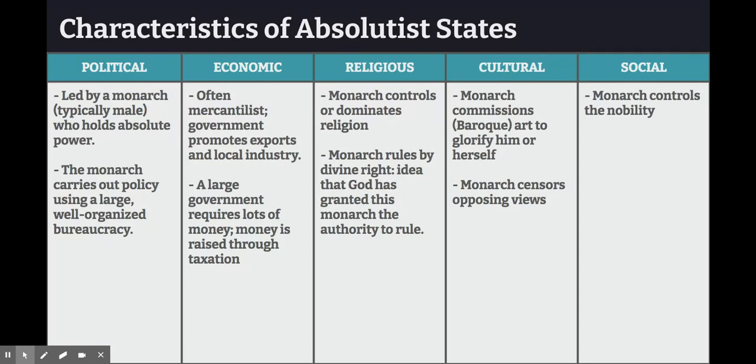Now, as we mentioned, a really large centralized government requires a lot of money to run. So in a lot of these strong centralized absolute monarchies, we're going to see a lot of taxation, though this tax burden is not going to fall equally on all social classes, as we'll also see. Now, in terms of religious policy, often, though not always, you'll see the monarch control or dominate religion. So in some places, we're going to see a rollback of that religious toleration that we saw emerge at the end of the 30 Years' War. So it's very short-lived in some places, like France.